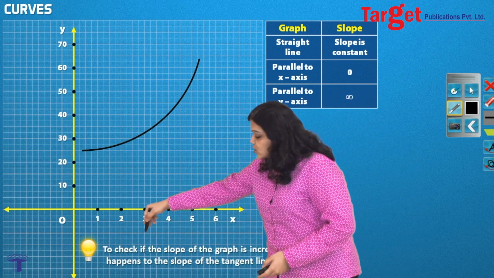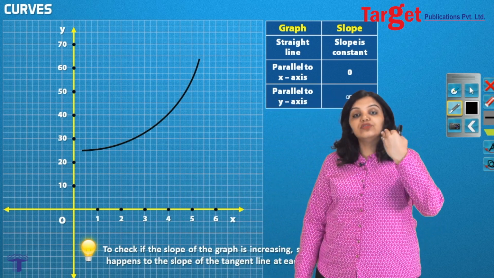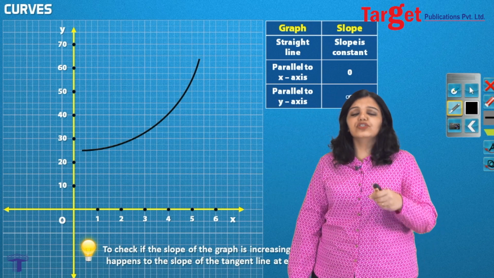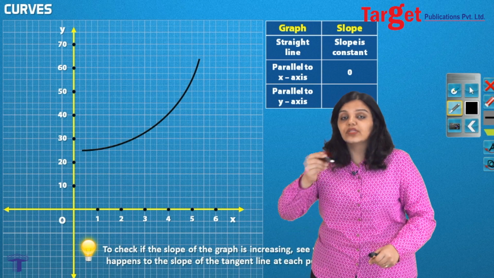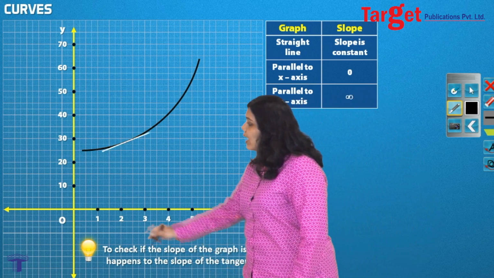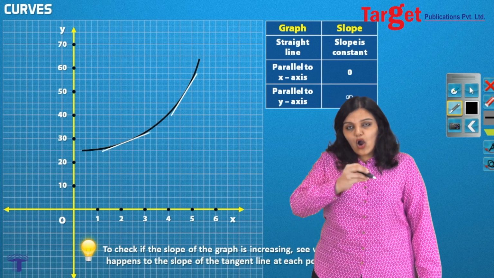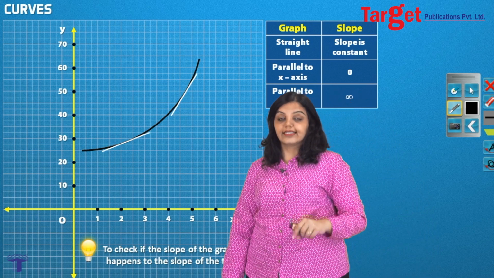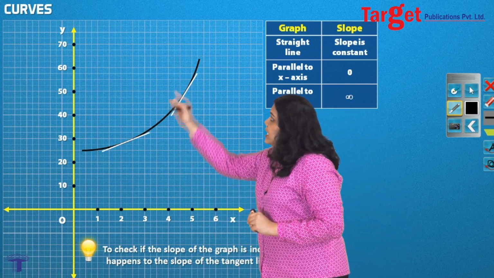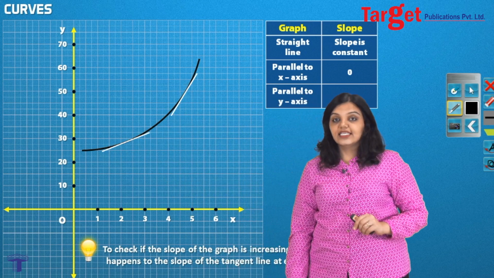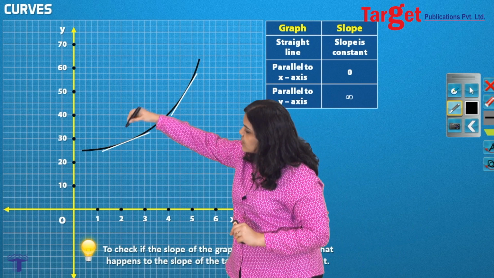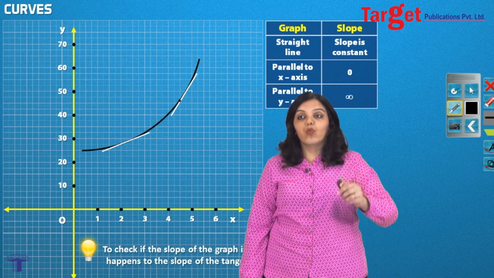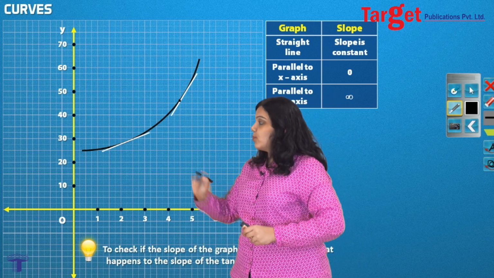It means that to check the slope of the graph, you want to see whether the slope is increasing or decreasing. And to do that, what you should mentally do, or you can even do it with a pencil on the book, is draw a couple of tangent lines on the graph and see what's happening to those tangent lines. Let me give you a quick example. In this curve, as you can see, I have drawn 2 tangent lines at 2 separate points.